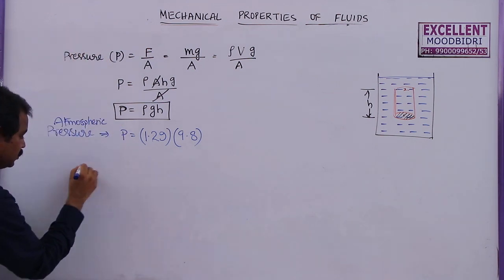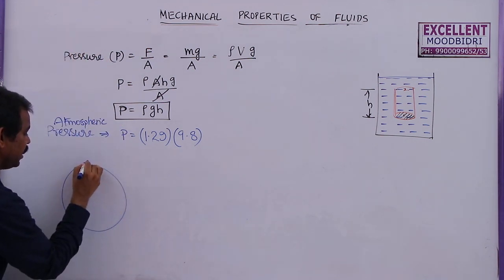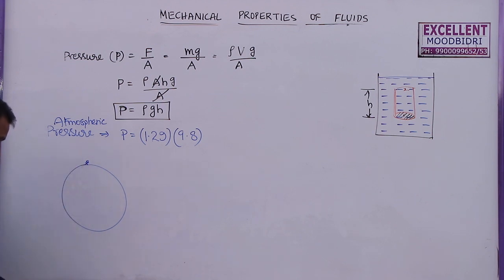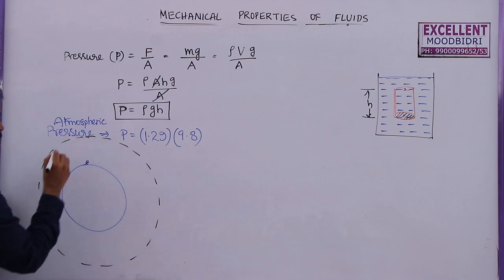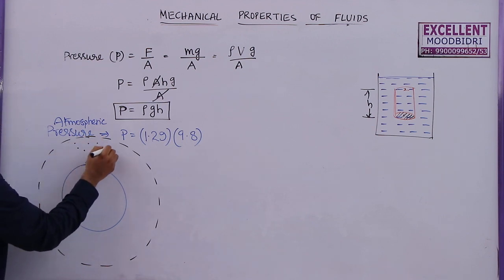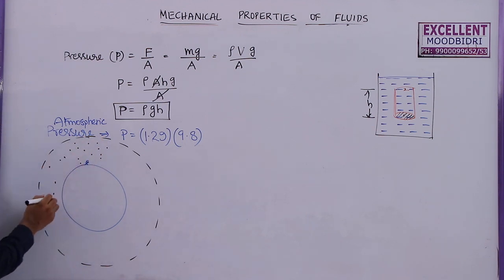If you take this as our earth and you stand here, the atmosphere is spread up to some height. This is the envelope of air around the earth. We call this the atmosphere.